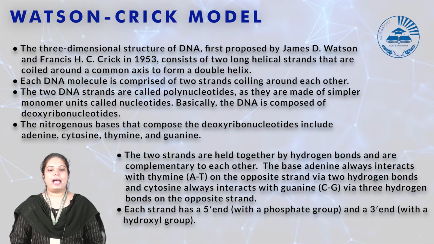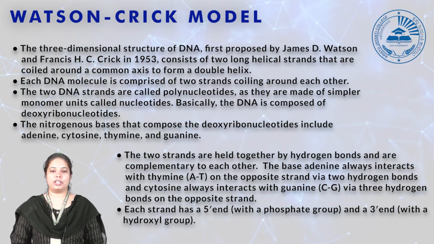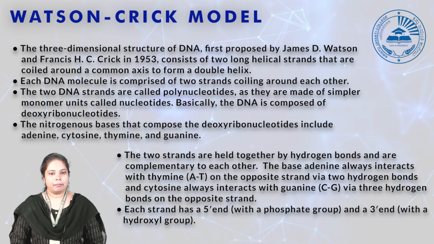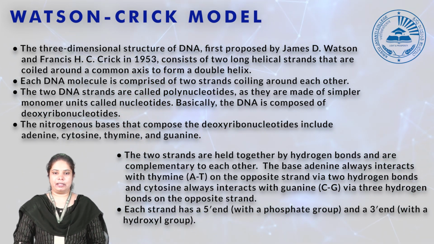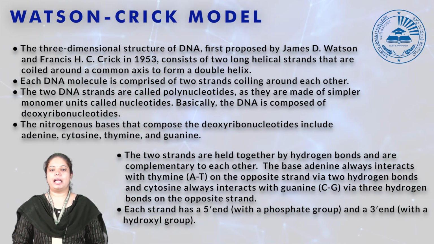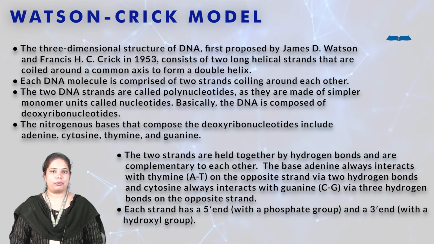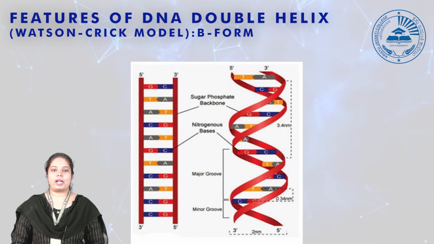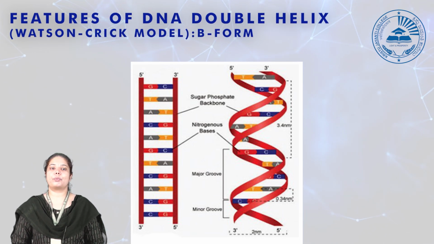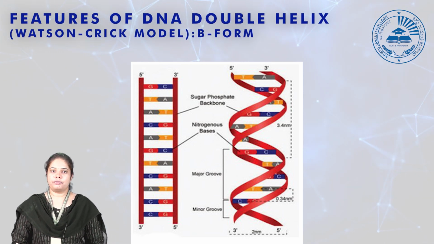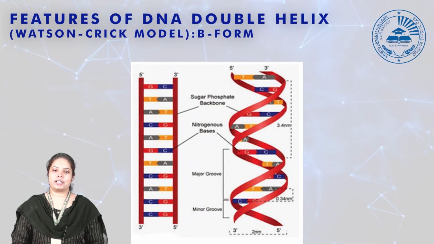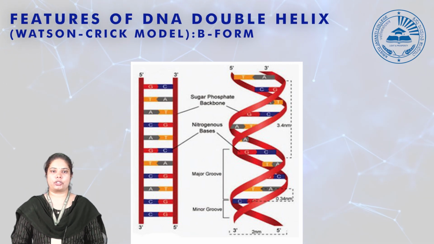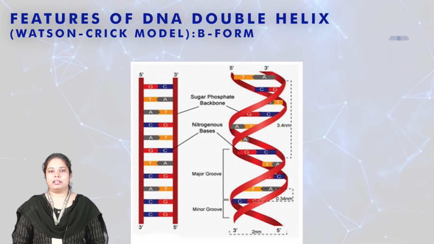So each strand has a 5' end and a 3' end. In the 5' end, the free phosphate group will be seen. In case of the 3' end, a free hydroxyl group will be seen. So this will be the general structure of the Watson and Crick model, wherein both these strands are anti-parallel in nature. So one strand runs from 5' to 3', the other strand runs from 3' to 5' direction. So both are anti-parallel in nature.